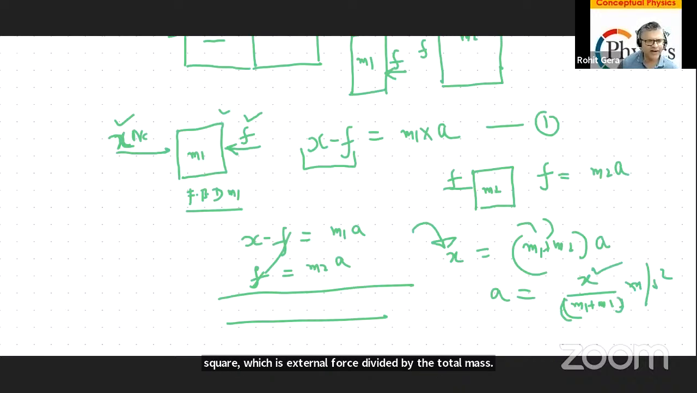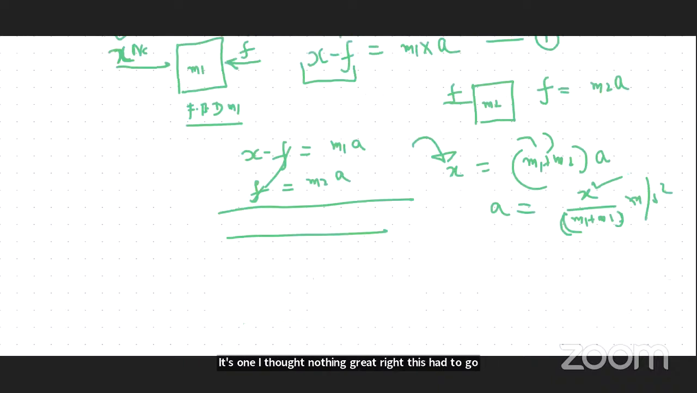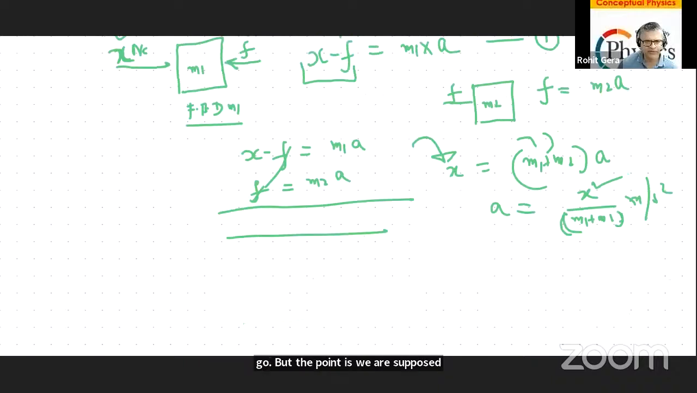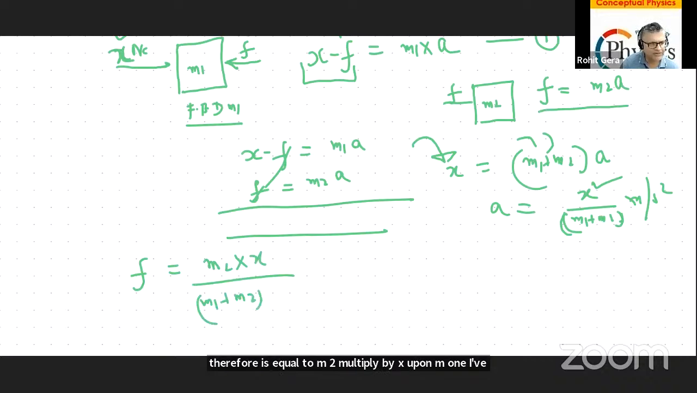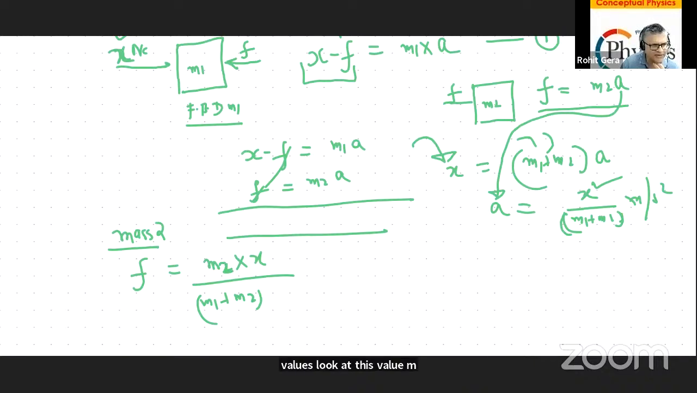But the point is we are supposed to find F. Okay, so let's say what is F now. All right, so let's say we know the acceleration. So F therefore is equal to M2 multiplied by X upon M1 plus M2. I have just used this equation for mass 2. In the mass 2, F is equal to M2A. A I have found out. I'm just substituting the values. Look at this value, M2. ठीक है? This is the net force on M2. Any doubts?